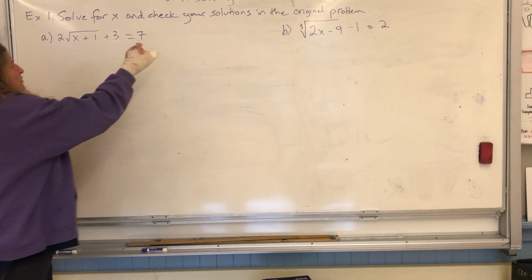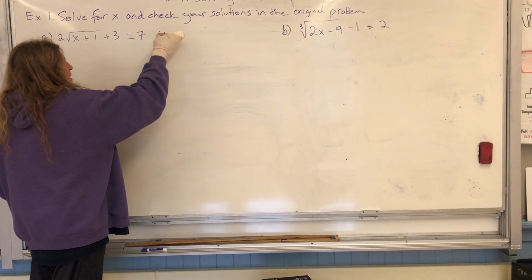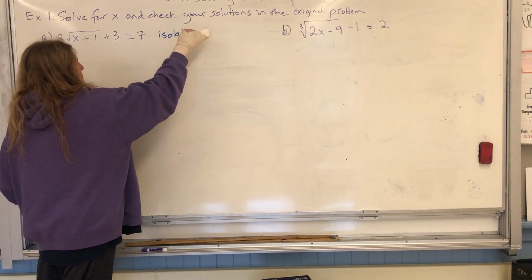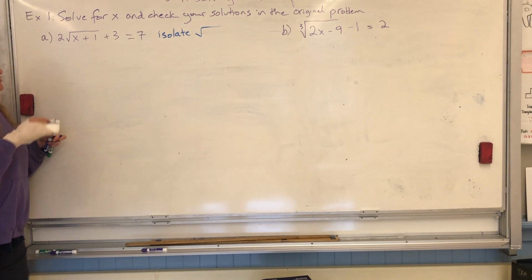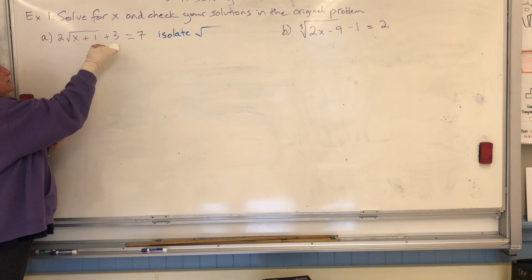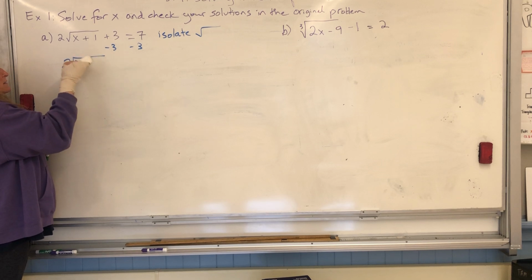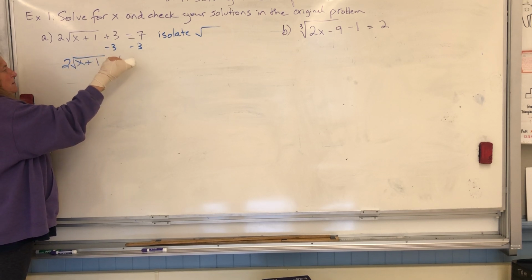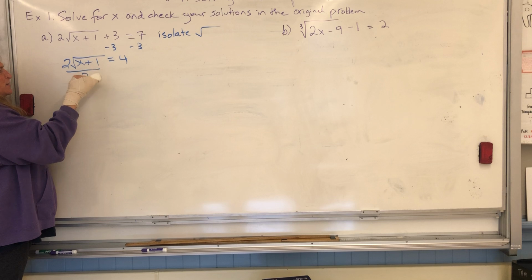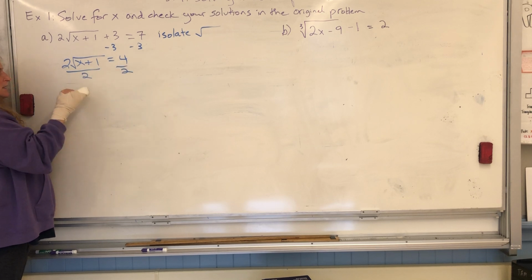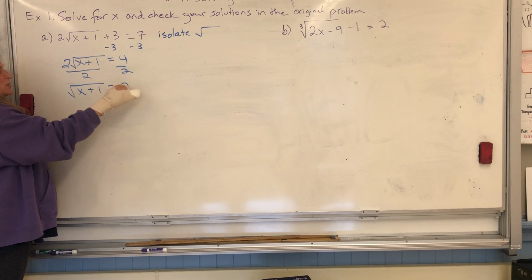So the first thing we want to do when we solve an equation with a radical is to isolate the radical, right? And so that means I'm going to try to isolate the square root of x plus 1. So I'm going to subtract 3. And then I'm going to divide by 2. So that gets me the square root of x plus 1 equals 2.